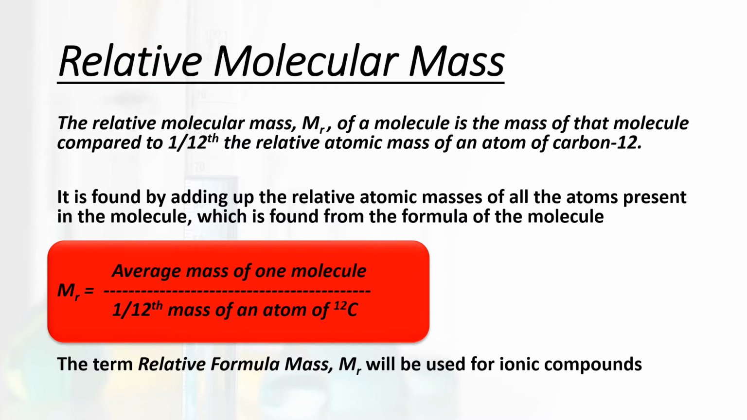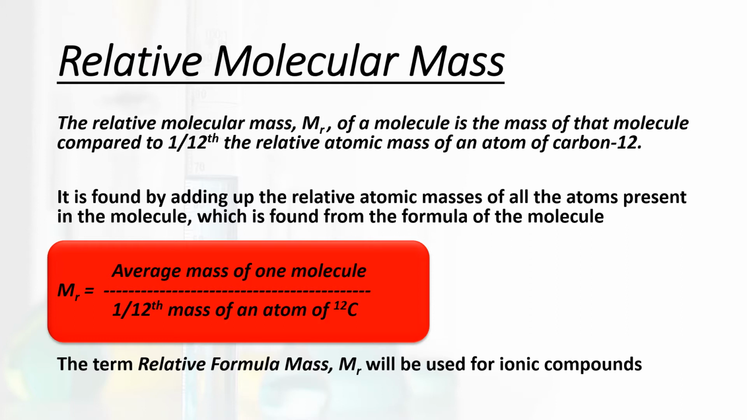Similarly, we can do a very similar thing for molecules. So we have a relative molecular mass given the symbol Mr, and this is the mass of that molecule compared to 1/12 the relative atomic mass of an atom of carbon-12. Now note we don't have to have that weighted average bit in because the weighted average part of it has been already included in the atomic mass, and so it's simply the mass of the molecule compared to 1/12 the relative atomic mass of an atom of carbon-12. And we find Mr by just adding up the relative atomic masses of all the atoms that are present in the molecule, and by that we need to find the formula of the molecule.